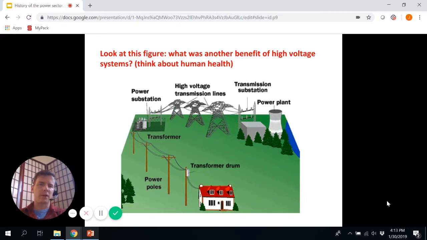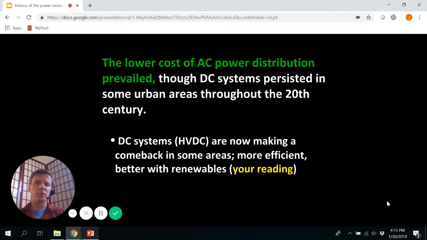So one of the other things that this allowed power producers to do was to locate power plants far away from other people. So if you're looking at this figure, what do you think was another benefit of high voltage systems, the AC power systems? Thinking about this from the standpoint of human health, the obvious benefit is that whatever's coming out of the power plant smokestack was further away from people. And at the time, the primary fuel was coal. And by combusting the coal, you were dumping a lot of nasty stuff in the atmosphere. So high voltage systems allowed us to put power plants away from people and minimize the human health risks that generating electricity could have. So ultimately, the lower cost of AC power distribution prevailed.